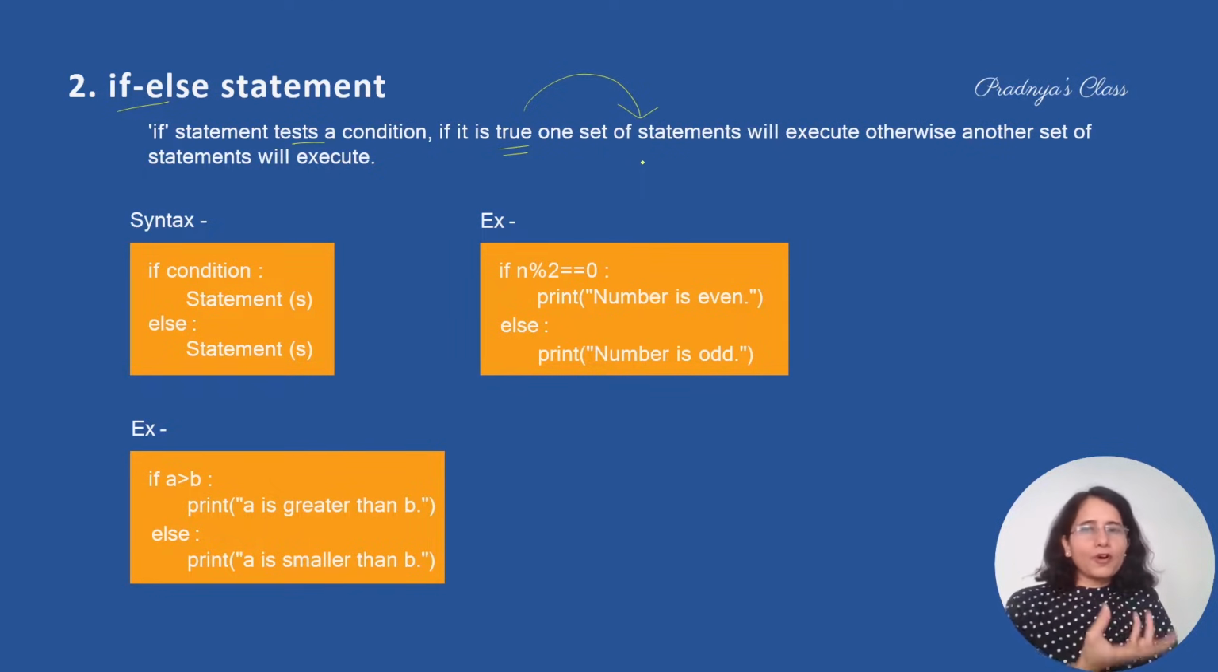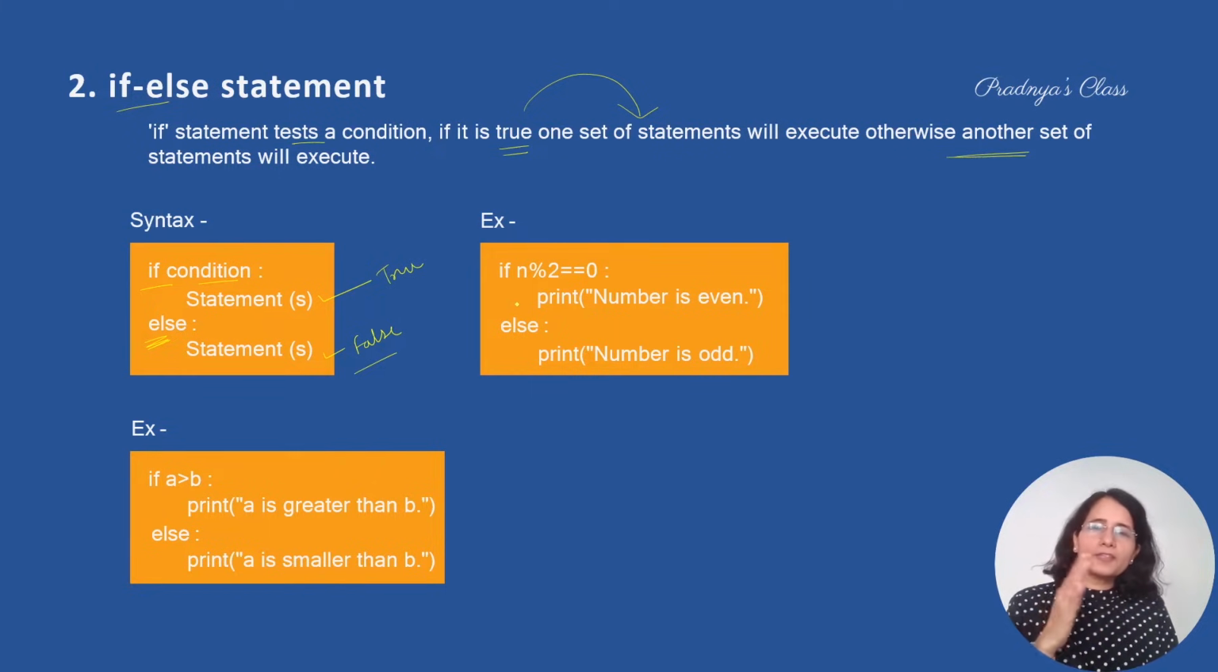Otherwise, if it is false, another set of statements will execute. Let's check out the syntax for this. If, then we have to write the condition. Then this is the block of code. It can be a single or multiple statement, and then we have to mention else. And this is the false part of the if. So after if condition, this is the true part. After else, this is the false part.